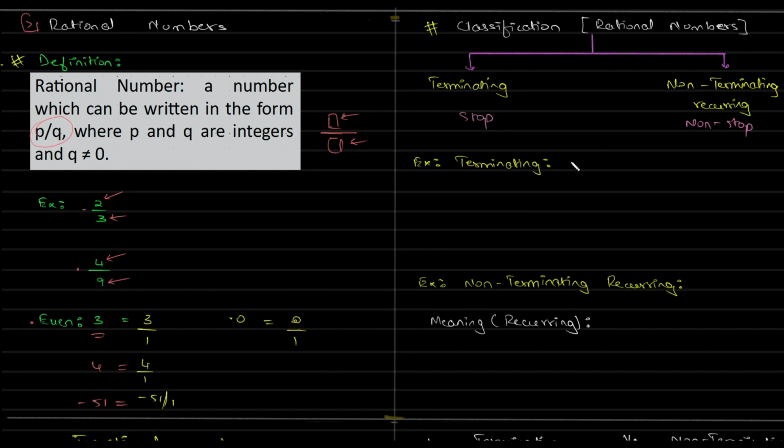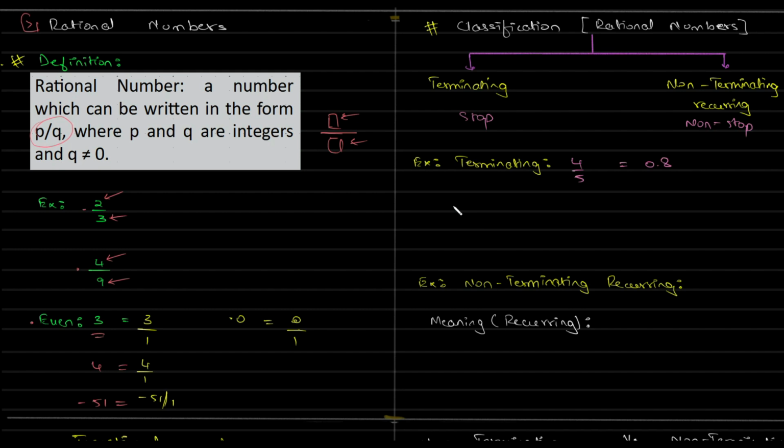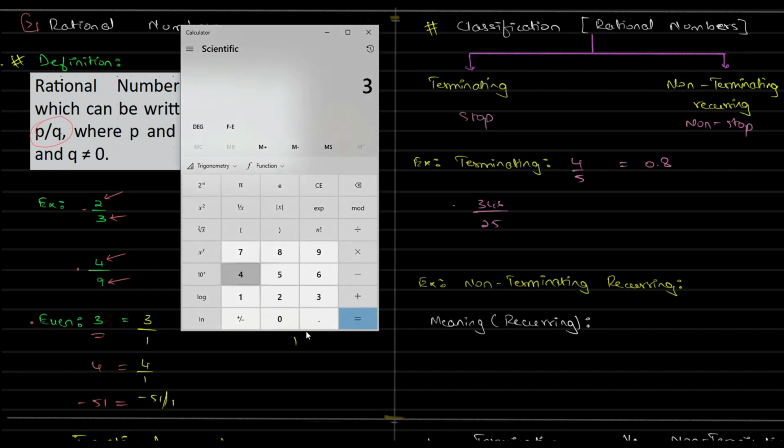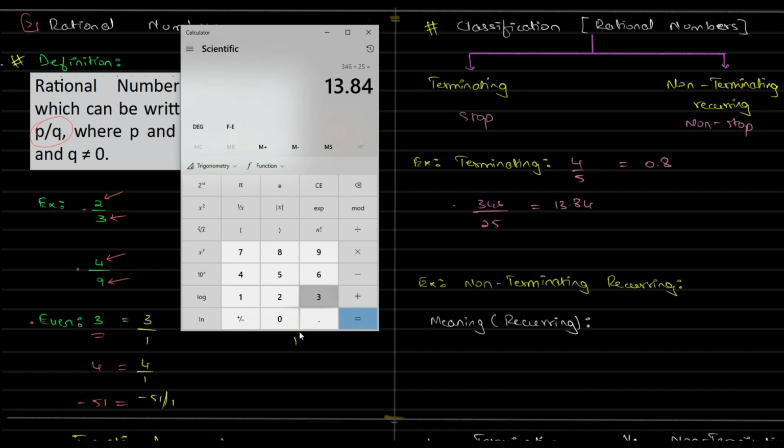Let's have a look. Basically, they are fractions. That's what we're talking about. If I take something like 4 divided by 5. What is 4 divided by 5? I know it's easy to divide, but still I'm showing 0.8. I'll show you a few more examples and then explain. 346 divided by say 25. So 346 divided by 25 is 13.84, I guess.